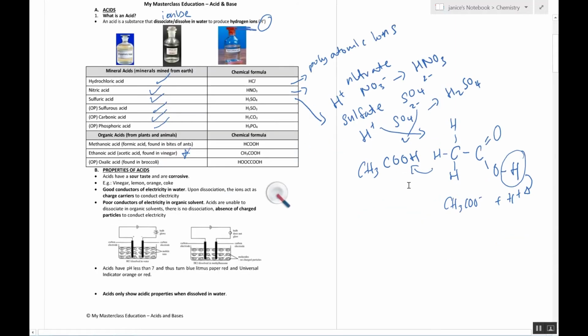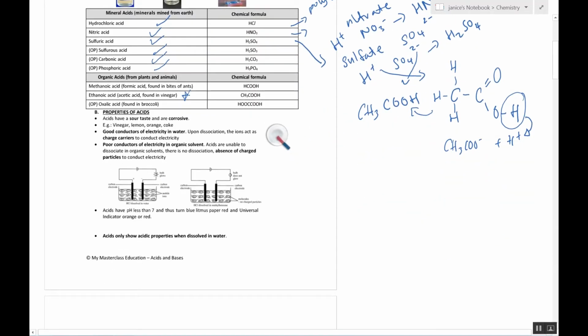Okay, so generally speaking, we have the properties of acids. Acids have a sour taste and they are corrosive. Very common examples of acids in your daily life are vinegar, lemon, orange, your citrus fruits, and Coke. Why is it corrosive? For Coke, for example, if you drink Coke and don't brush your teeth overnight, and you rub your tongue across them, you will feel a layer. This layer is really the acid from Coke corroding the calcium compounds in your teeth.